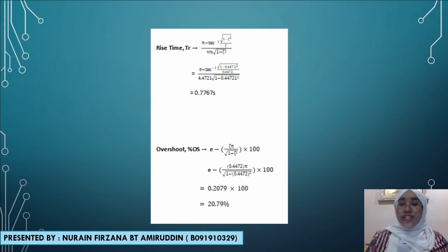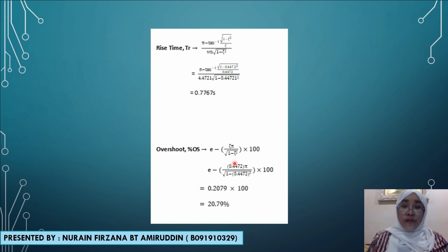So here is the calculation for the rise time Tr, which is pi minus tangent inverse of square root 1 minus zeta squared divided by zeta, all divided by Wn square root 1 minus zeta squared. The final result is 0.7767 seconds.